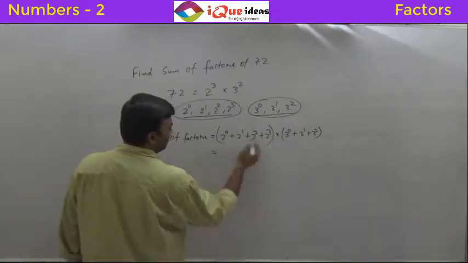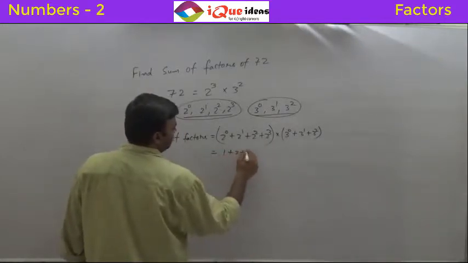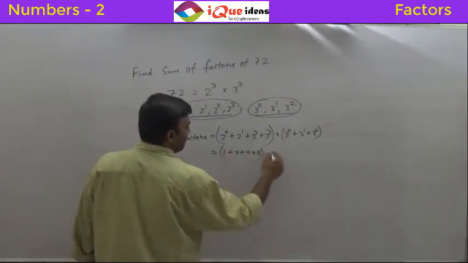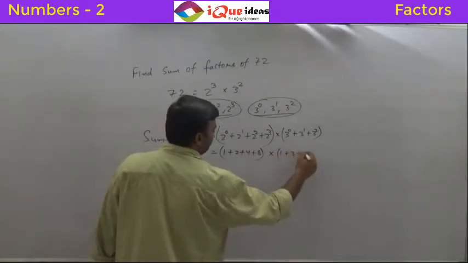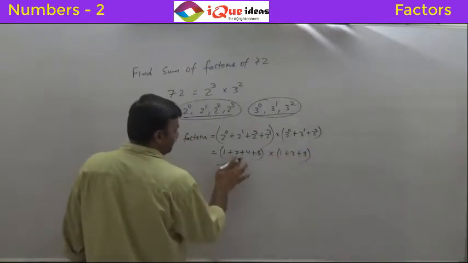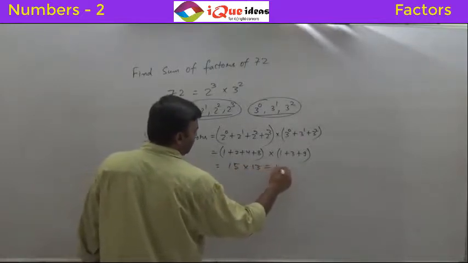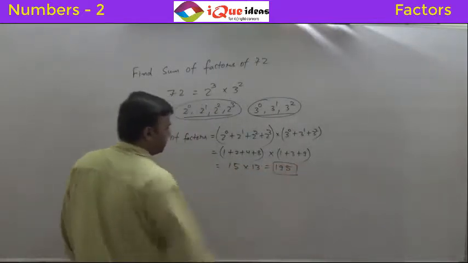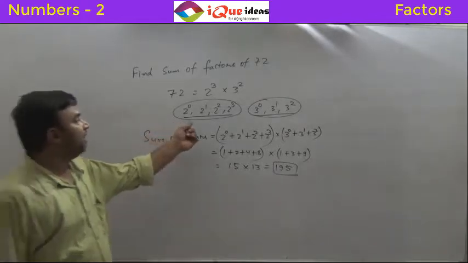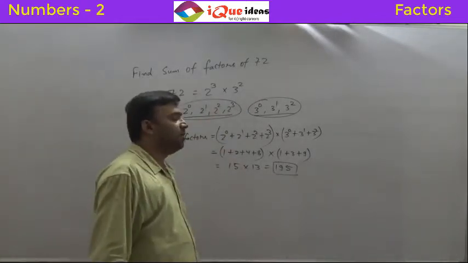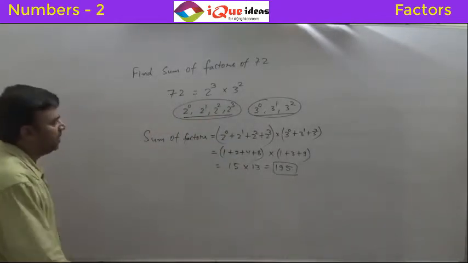So that will give us 1 plus 2 plus 4 plus 8, into 1 plus 3 plus 9. Now this is 8 plus 4, 12, plus 2, 14, plus 1, 15, into 13, which is 195. That is the sum. So if you add those 12 factors of 72, the total sum will be 195. You can actually check it, right?